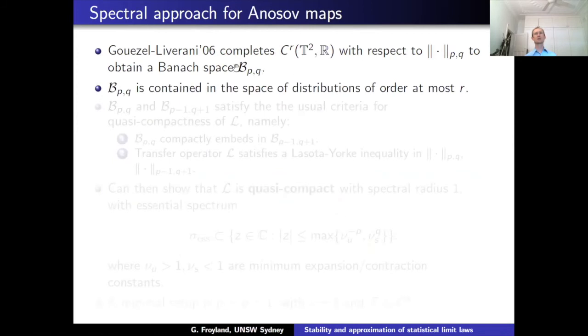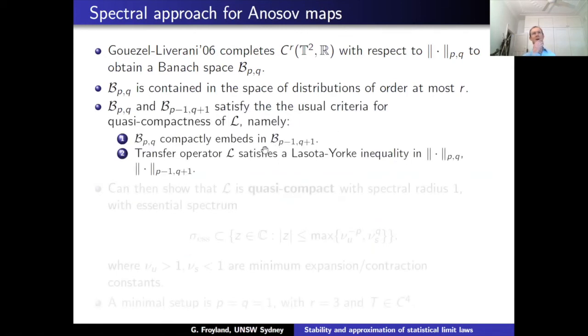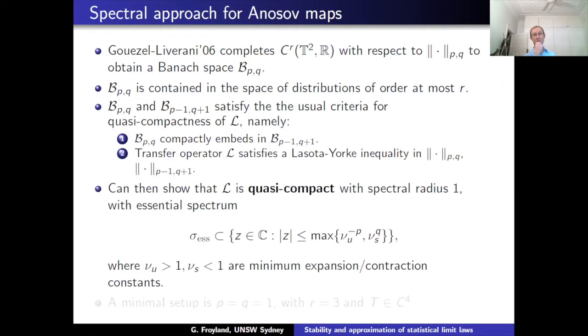To make your B_PQ, you complete C^R functions with respect to this norm. This space is contained in the space of distributions of order R. You have the compact embedding of the strong unit ball in the weaker space. You can get a Lasota-Yorke inequality in this pair, just as we had for BV and L1. And you can show you're quasi-compact. So just to be concrete, a minimal setup could be P and Q equal to 1. R here could be 3. And your map then should be C4. So it has to be 1 more than P plus Q.